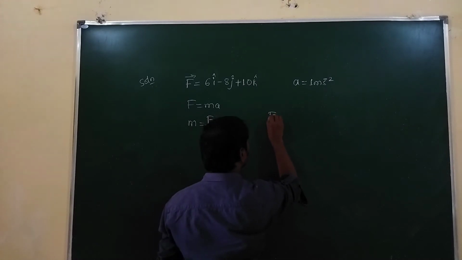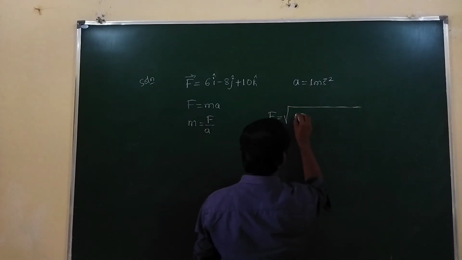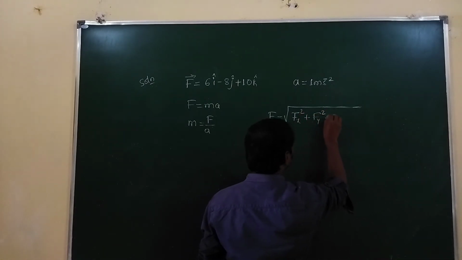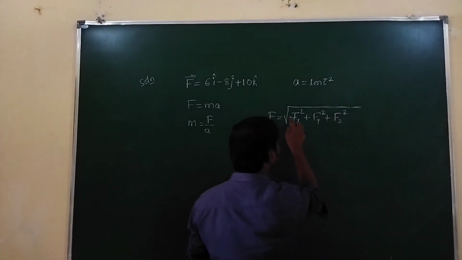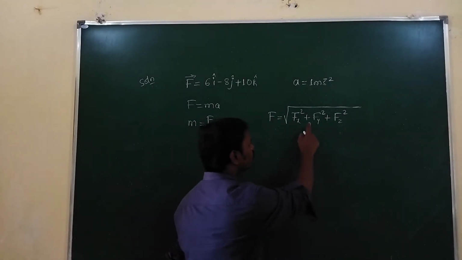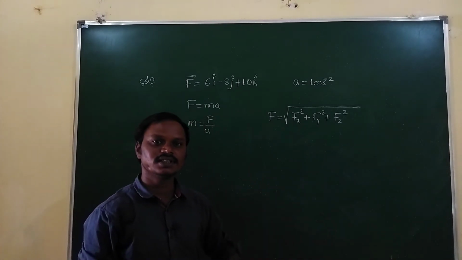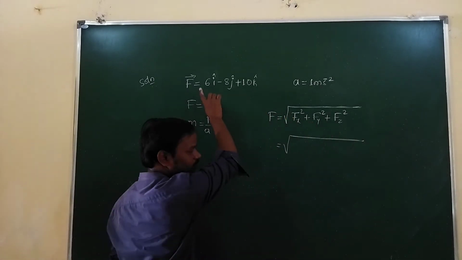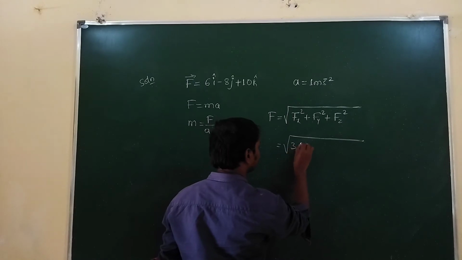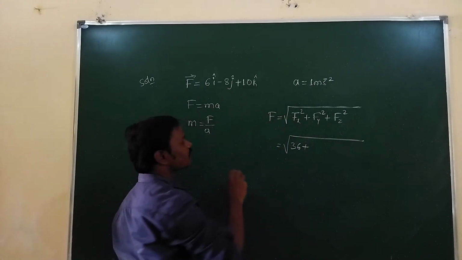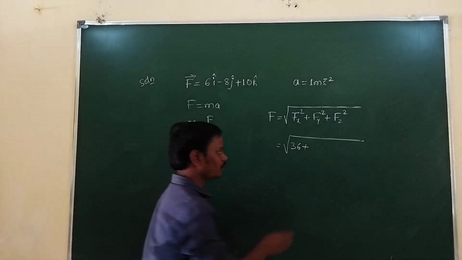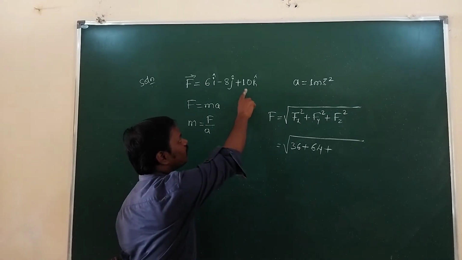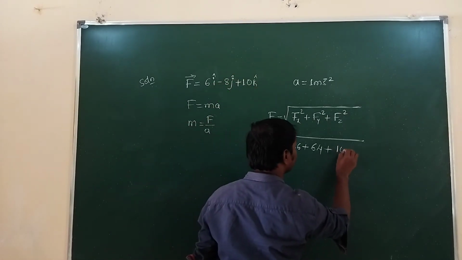Listen here. F is equal to square root of the x component squared plus the y component squared and the z component squared. Fx is the x component of force, Fy is the y component of the force, and Fz is the z component of the force. So what about Fx square? Fx is here 6 square, that is 36. Then plus Fy is minus 8 square, that is plus 64. Plus then Fz square. So Fz square means it is 10 square, that is 100.